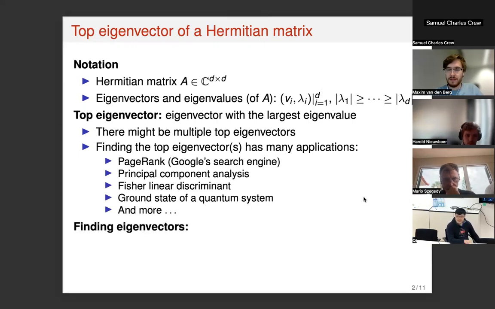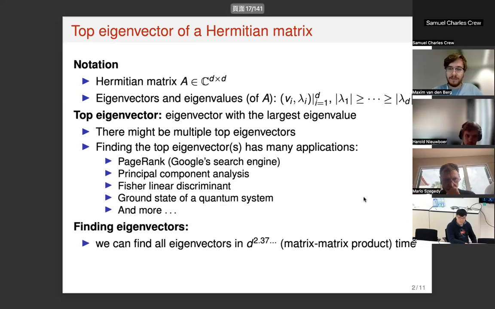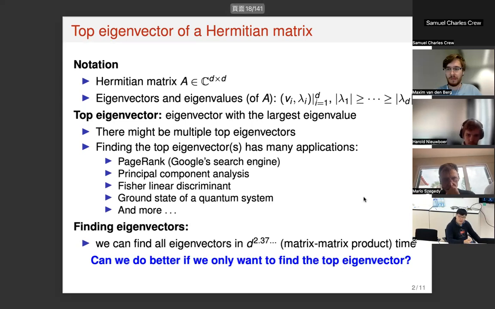And how can we find the top eigenvectors? The most straightforward way is to diagonalize the whole matrix, which takes roughly the matrix multiplication time, d to the 2.37. Sometimes people call this 2.37 omega, the matrix multiplication exponent. But since we only want to find the top eigenvector, the question is, can we find it faster?